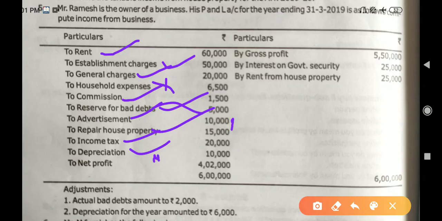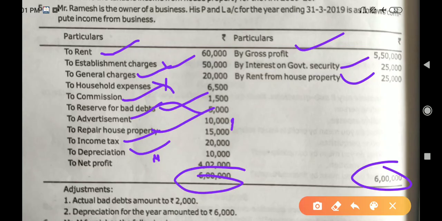Now gross profit, just ignore that. Then interest on government securities. Interest on government securities is tax-free income, so that has to be deducted. Next, rent from house property is non-business income. It comes under income from house property, not under the head income from business, so it is a non-business income, and you have to consider it in less items. And now the total is 6 lakh rupees. The profit and loss account total is 6 lakh. That doesn't matter. And next, adjustments.